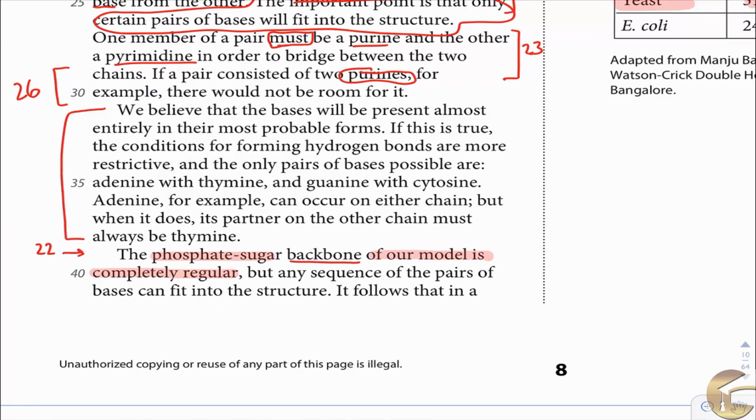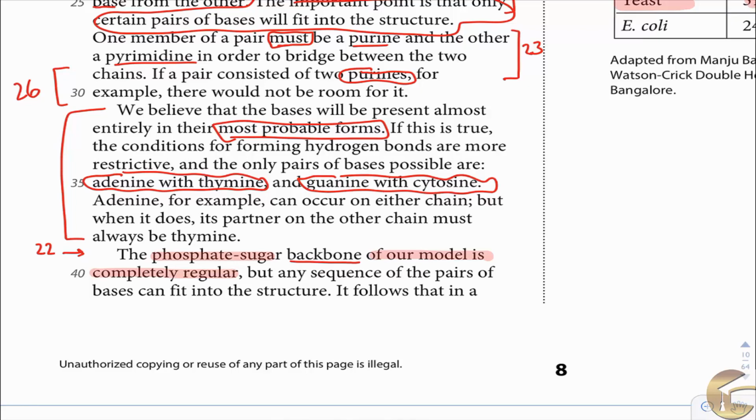They say, we believe that the bases will be present almost entirely in their most probable forms. If this is true, the conditions for forming hydrogen bonds are more restrictive, and the only pairs of bases possible are the following: adenine and thymine, and guanine and cytosine. So these two should be similar, is what they're saying.